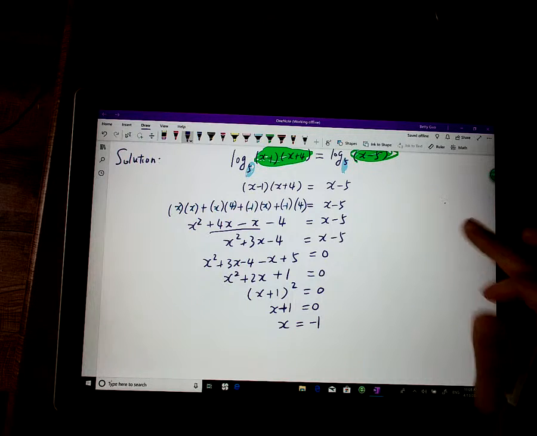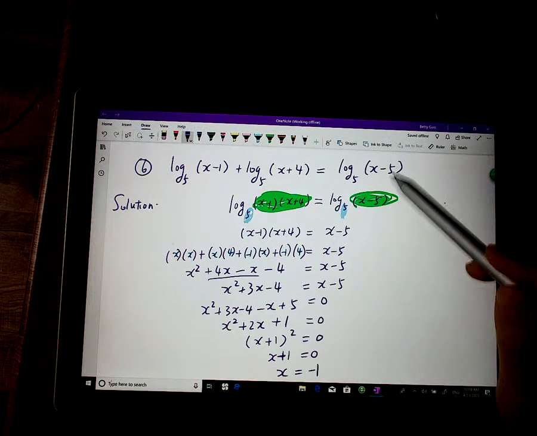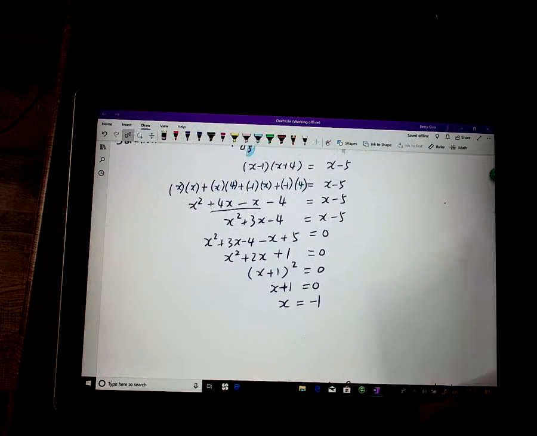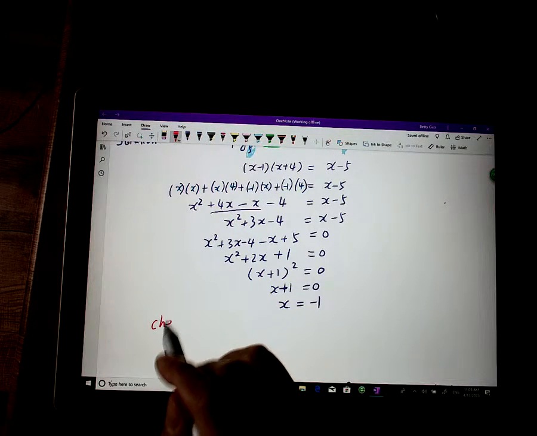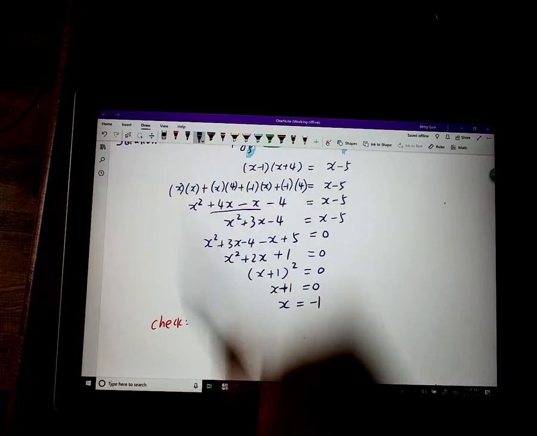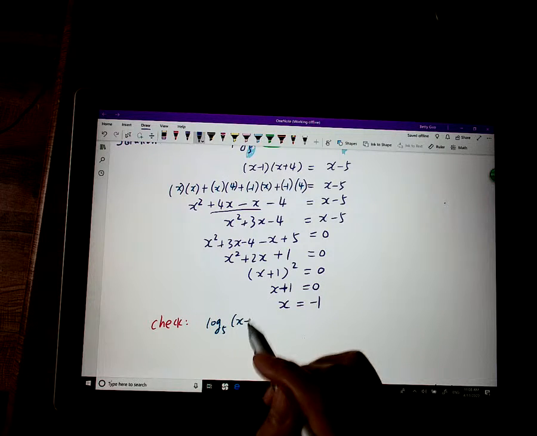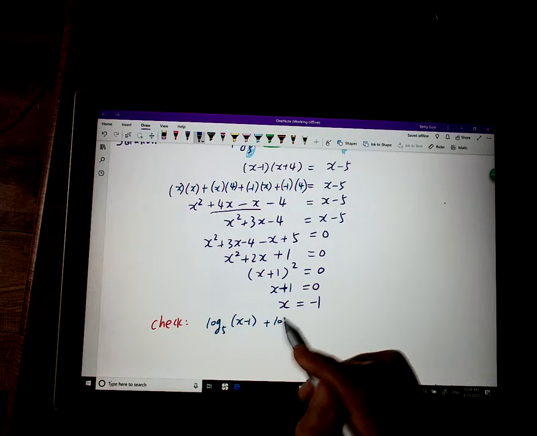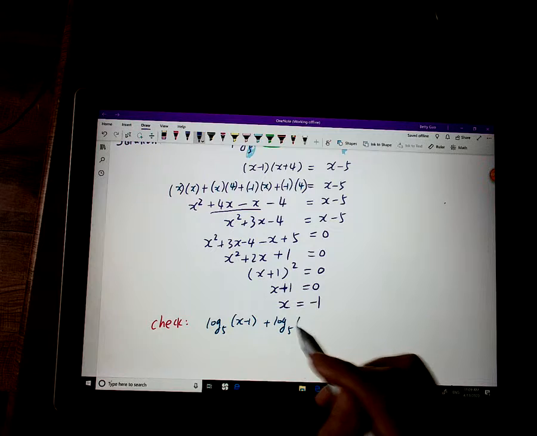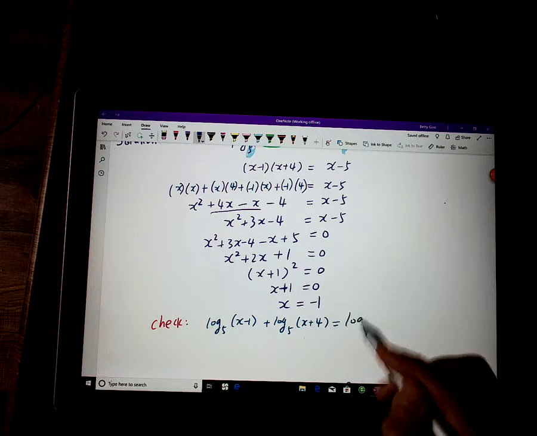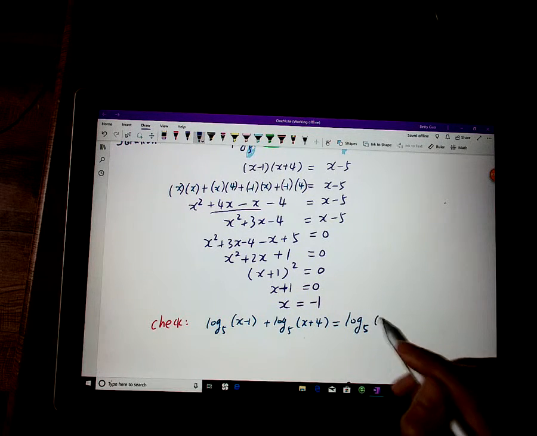Are we done? No, we are solving a logarithmic equation. Very, very important. When we are solving a logarithmic equation, we need to check our result. Let me write the original equation. Logarithm with base 5, x minus 1, plus logarithm with base 5, x plus 4, equals logarithm with base 5 of x minus 5.